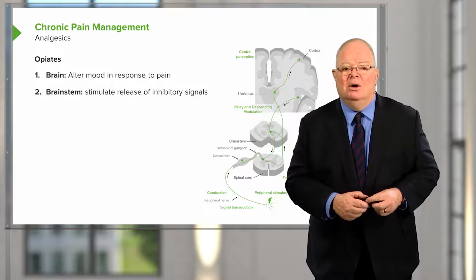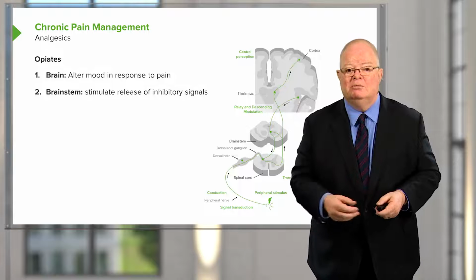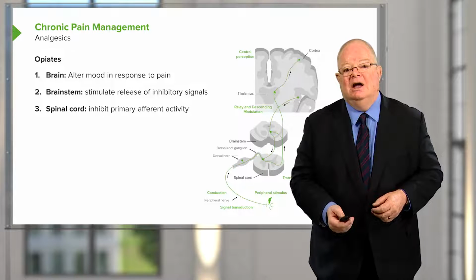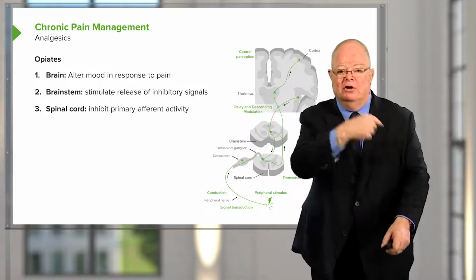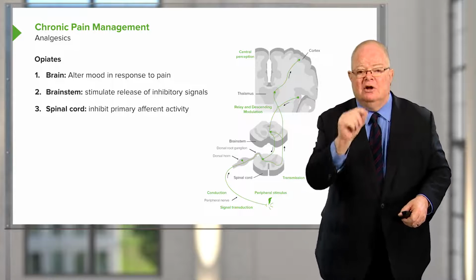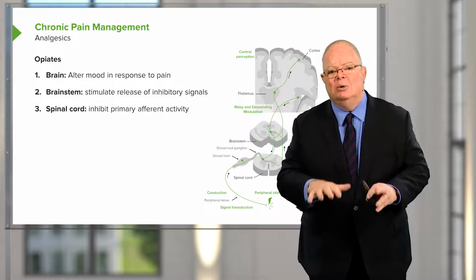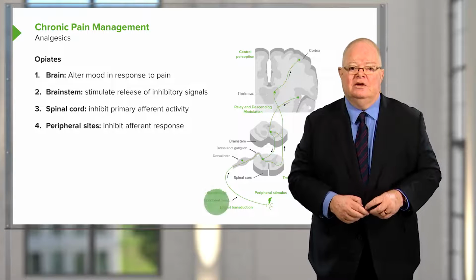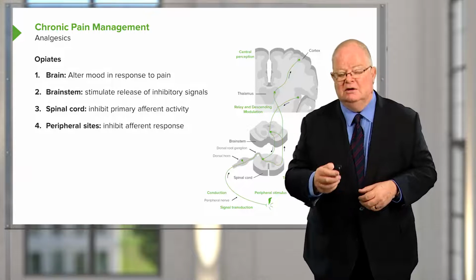In the brainstem, opioids stimulate release of inhibitory signals. So this is part of that modulation process I mentioned. And this occurs also in the spinal cord and through what's called the primary afferent nerve, which is that first nerve that goes up to the brain. There are actually synapses along its route where inhibitory signals come in and kind of tune down the excitement. Opioids also work to some degree at peripheral sites and reduce the response to pain.